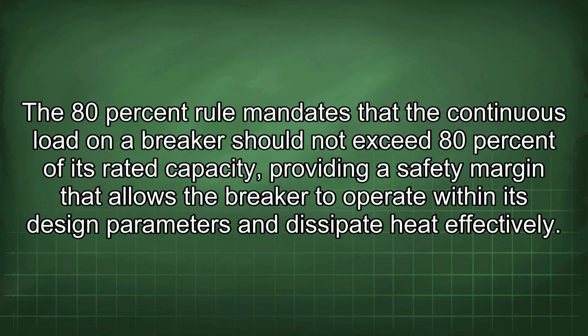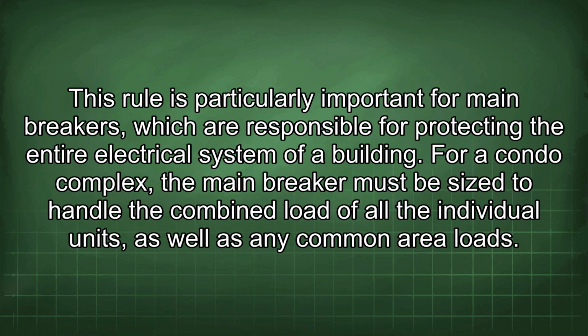The 80% rule mandates that the continuous load on a breaker should not exceed 80% of its rated capacity, providing a safety margin that allows the breaker to operate within its design parameters and dissipate heat effectively. This rule is particularly important for main breakers, which are responsible for protecting the entire electrical system of a building. For a condo complex, the main breaker must be sized to handle the combined load of all the individual units, as well as any common area loads.